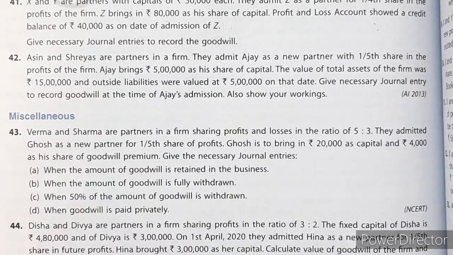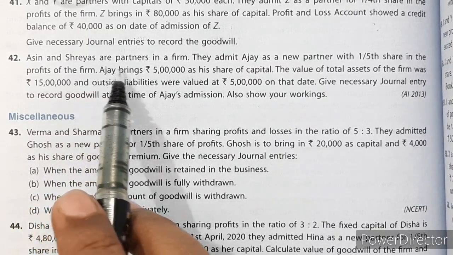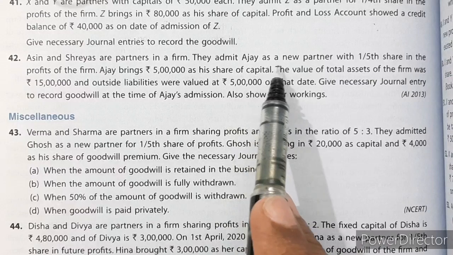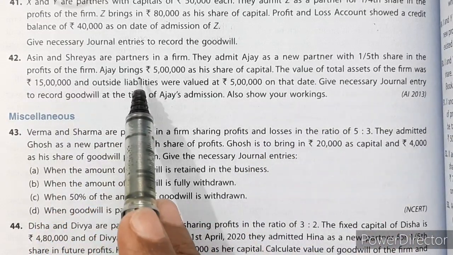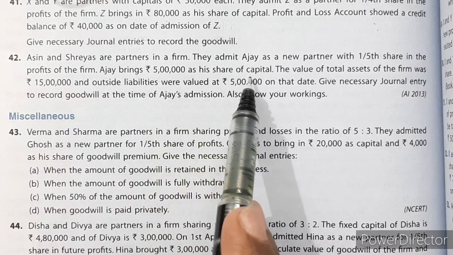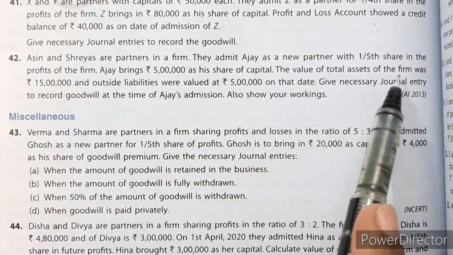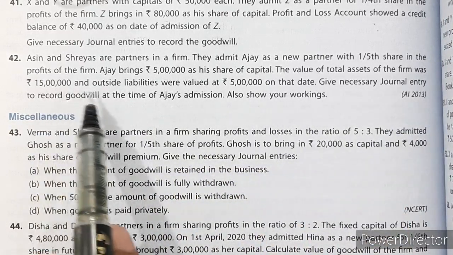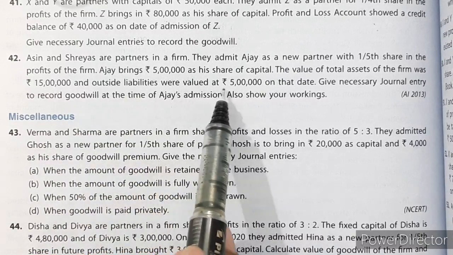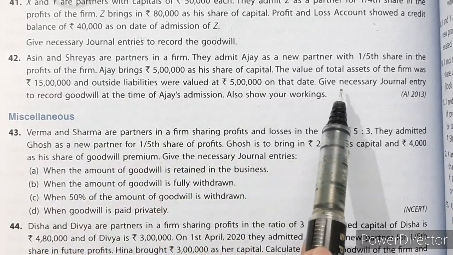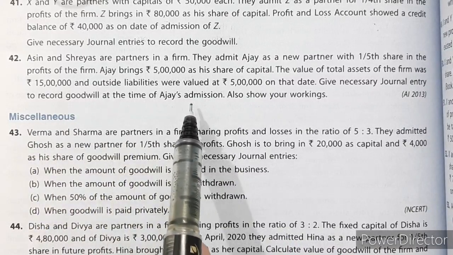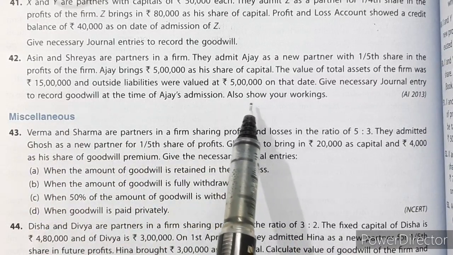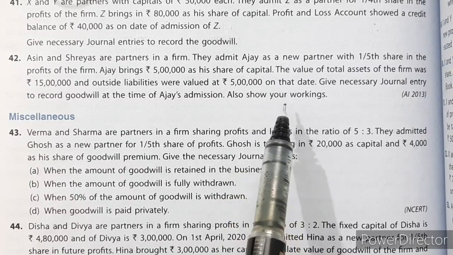Let us see the next question. Asin and Shreyas are partners in a firm. They admit Ajay as a new partner with 1/5 share in the profits of the firm. Ajay brings rupees 5 lakh as his share of capital. The value of total assets of the firm was rupees 15 lakh and outside liabilities were rupees 5 lakh on that date. Give necessary journal entries to record goodwill at the time of Ajay's admission. Also show your workings.